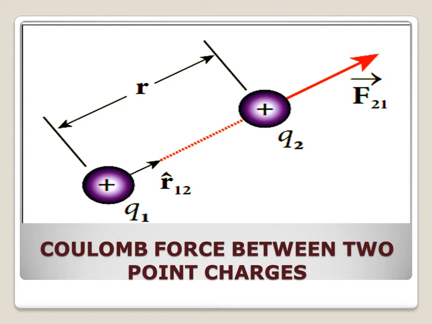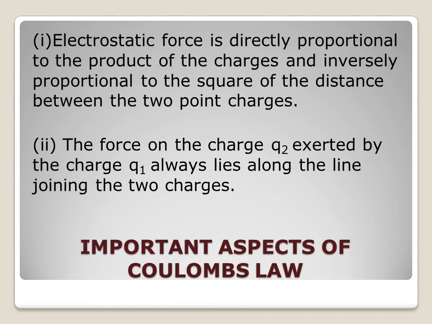This is the diagrammatic representation of Coulomb force between 2 point charges. So you have 2 point charges Q1 and Q2 separated by a distance of r. The force that is acting is represented as F21, which is nothing but the force exerted by the second body on the first body. The next slide shows us the important aspects of Coulomb's law.